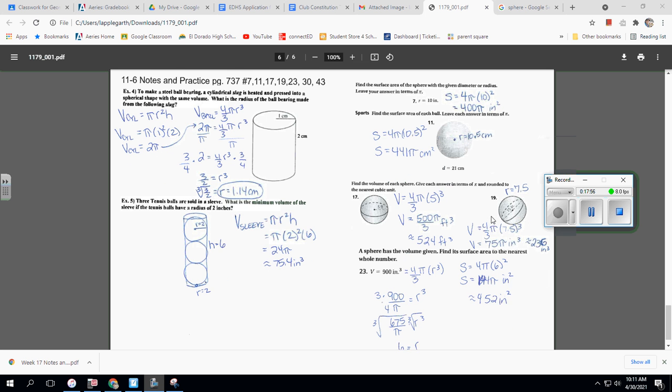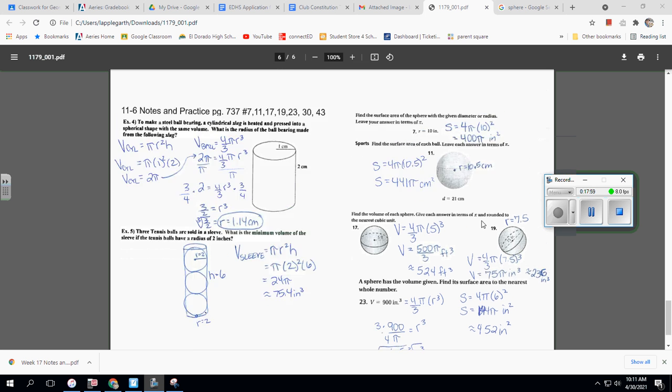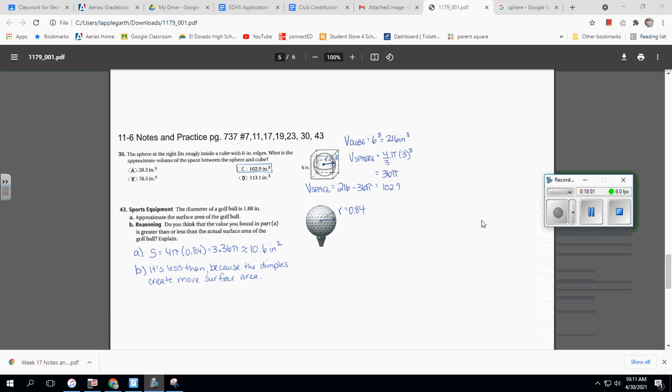Here's the start of your practice. I don't know why it ended up on the wrong page. And then here's the end of your practice.